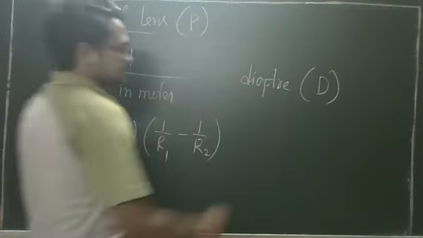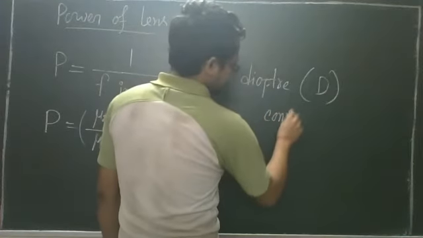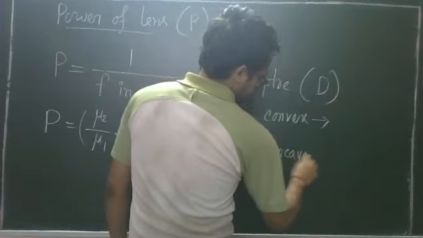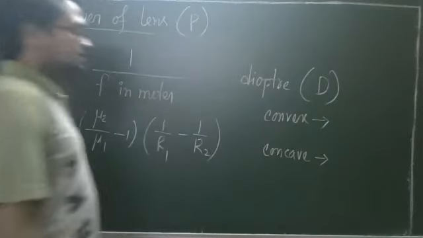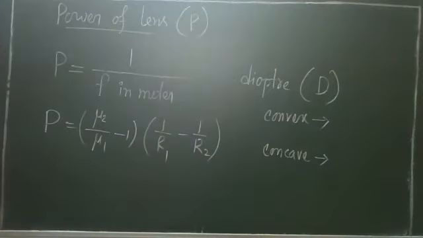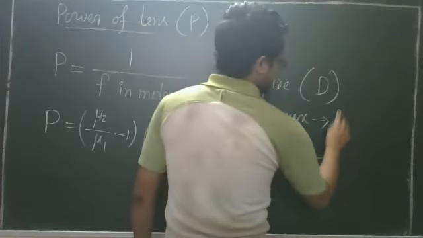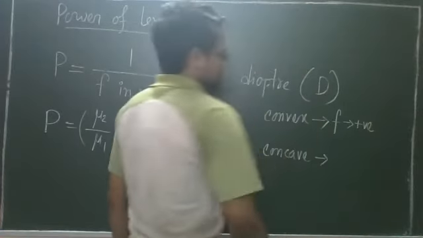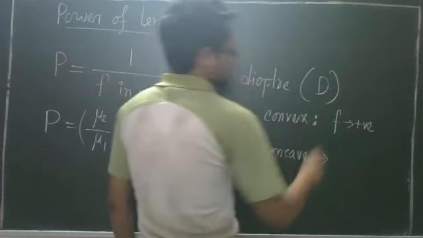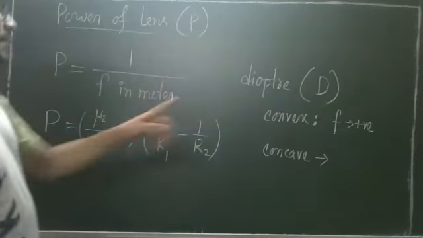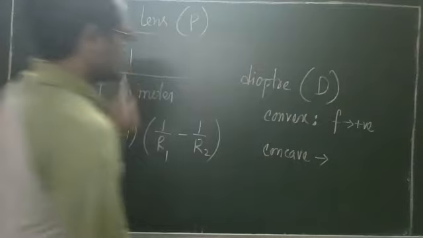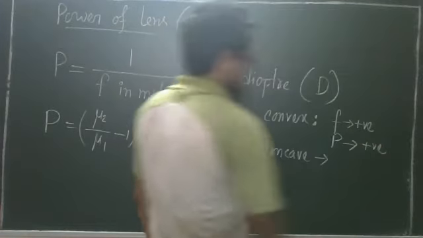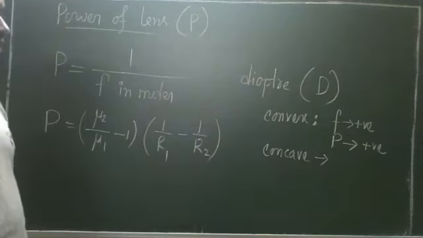So two kinds of lens, convex and concave. For convex lens, we know that the focal length f is positive, right? For convex lens, f is positive. If f is positive, then power, simply the reciprocal, will also be positive. So positive lens power means it is a convex lens.